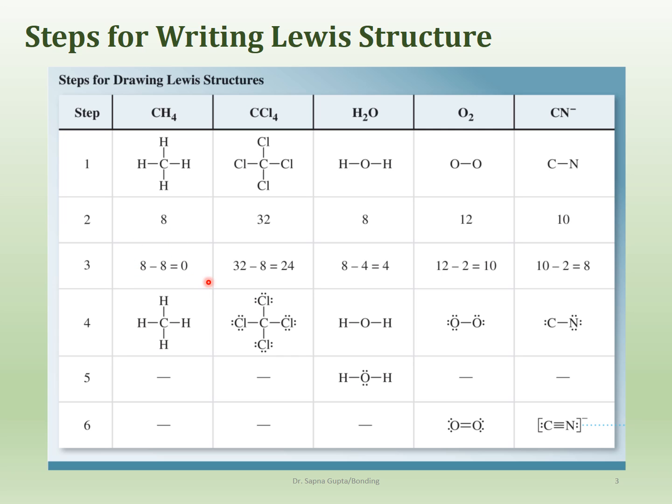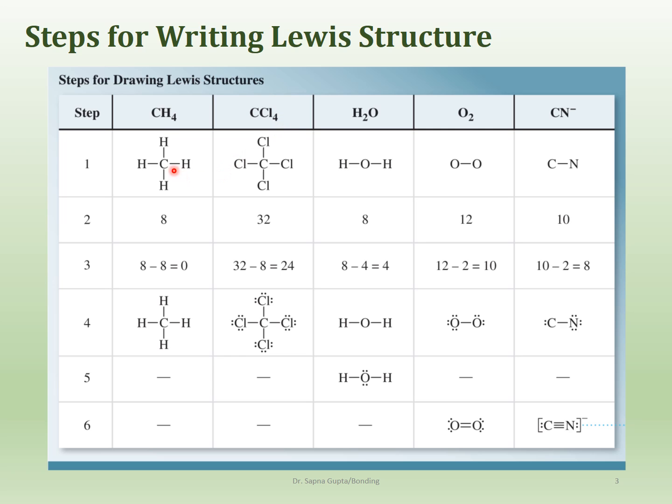Step number 3, are there electrons left over? So what you look at now is the total number of electrons you counted, which is 8. And then you look at the bonds that you formed over here, which is 1, 2, 3, 4. Each bond has a pair of electrons, and so that is 8 electrons. So 8 minus 8 is 0, which means that there are no electrons left over. Therefore, this is the structure of CH4. There's nothing else to do.